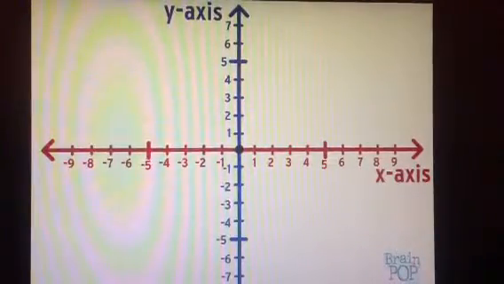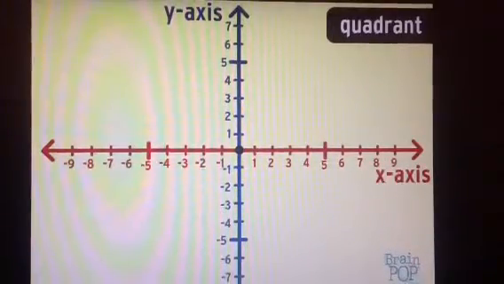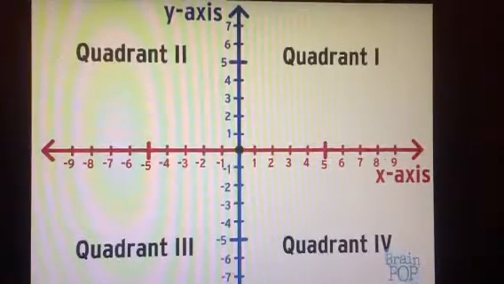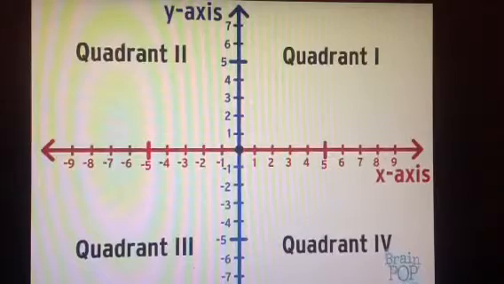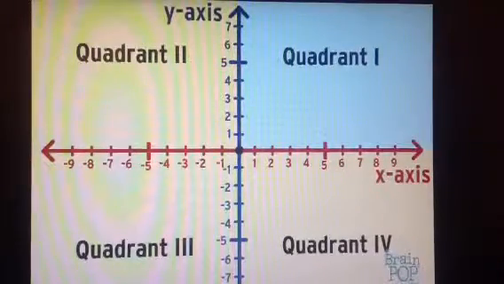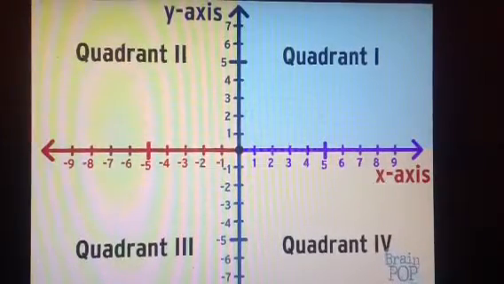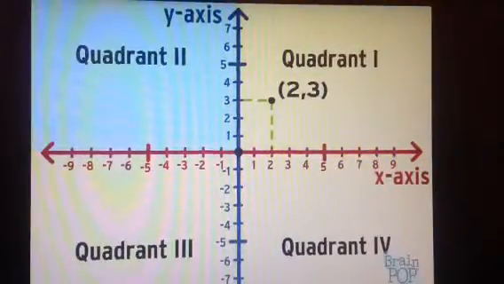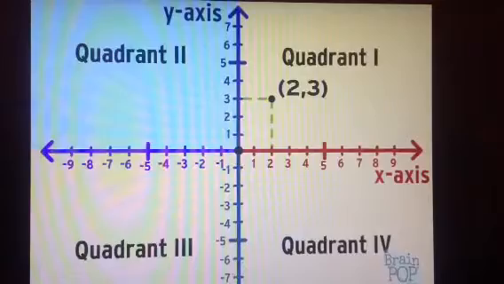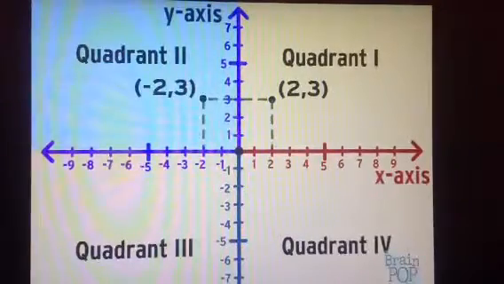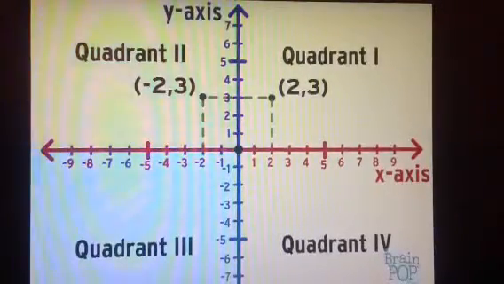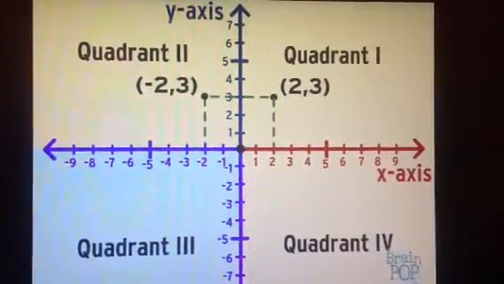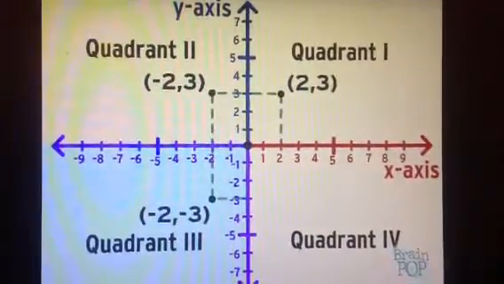Each section of the coordinate plane is called a quadrant, because there are 4 of them. You can always predict what quadrant a point will fall in by looking at the positive and negative numbers. Quadrant 1 has all the points with a positive x-coordinate and a positive y-coordinate, like 2, 3. Quadrant 2 has all the points with a negative x-coordinate and a positive y-coordinate, like negative 2, 3. Quadrant 3 has all the points with a negative x-coordinate and a negative y-coordinate, like negative 2, negative 3.